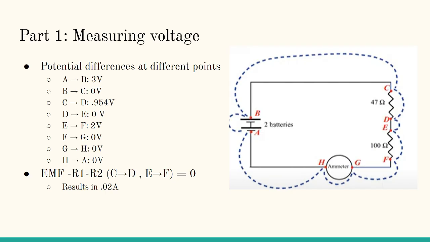All right. So, measuring the voltage. Here's how we measured it from A through, I believe, G, and you can see that from A to B we have 3 volts because 1.5 times 2 is 3, right? And then C to D, everything else doesn't matter, but most importantly, the resistors. The first resistor, C to D, we got 0.954. And E to F, the second resistor, we got 2. Then after we do the equation of EMF minus R1 minus R2 equals 0, R1 and R2 being CD, the first resistor, and EF, the second resistor, you get the result of 0.02 A.